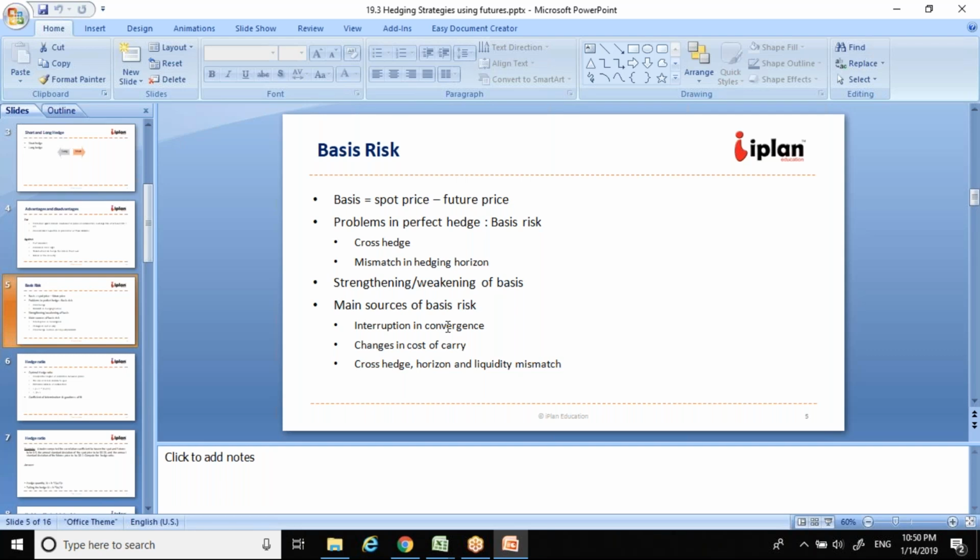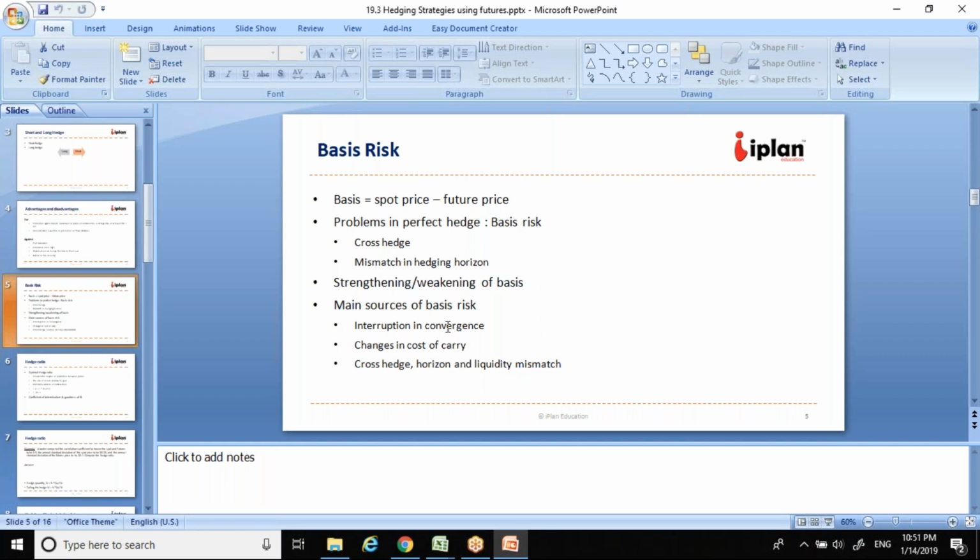Change in cost of carry, that means the RBI or the Fed Reserve might increase the interest rate on the date of expiry, or maybe before that, and the spreads increase instead of reducing. And basis risk is normally there in cross hedging, mismatch of expiry, and obviously liquidity mismatch.